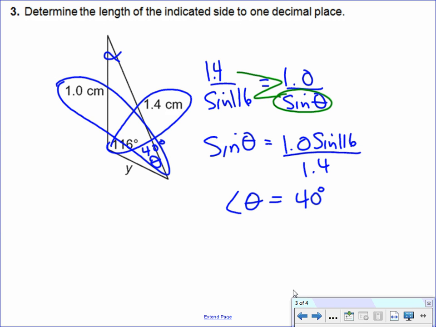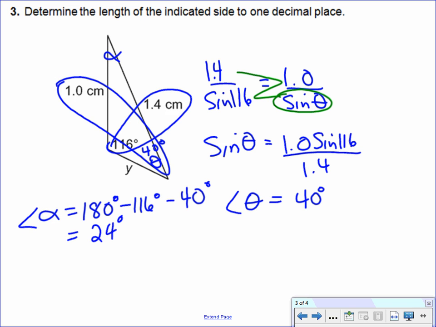Can I figure out alpha, the top angle? What do all my angles in a triangle add to? 180. So I can go 180 minus 116 minus 40 gives me what? Therefore, 24 degrees. So now I know this to be 24 degrees.